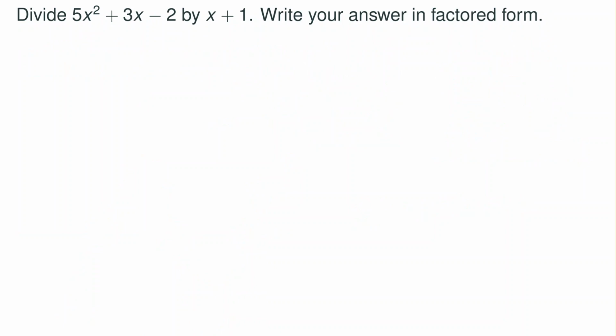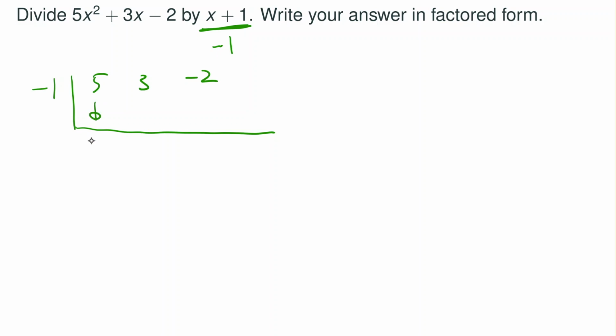Divide this function by x plus 1. When we divide it, if the remainder is 0, that means we can factor out x plus 1 from this right here, right? So we're going to do synthetic division. And dividing by x plus 1 is the same thing as synthetic dividing by negative 1. So we're going to do synthetic division, negative 1, like this. And 5, 3, and negative 2.